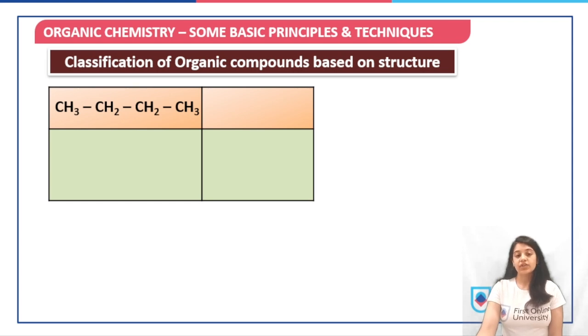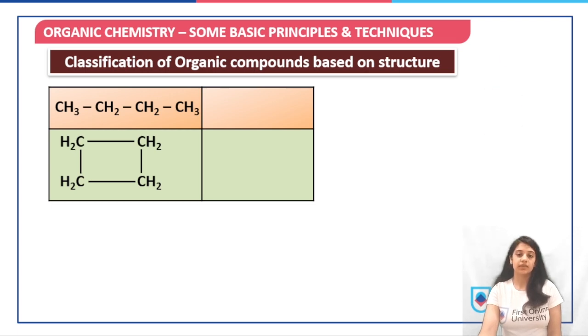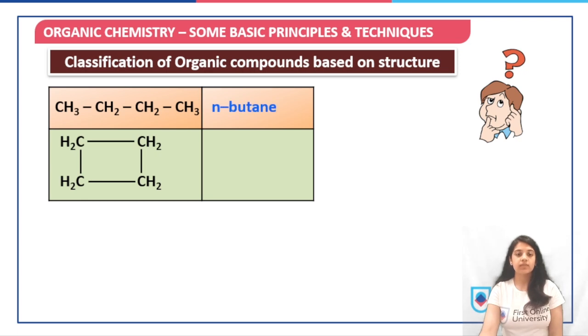If I have CH3, CH2, CH2, CH3, now you have 4 carbon atoms in a linear chain. 4 means but, so butane. But when you put it in the cyclic form, you have cyclobutane. Okay, so that's a simple question to answer. This is N-butane, this is cyclobutane.